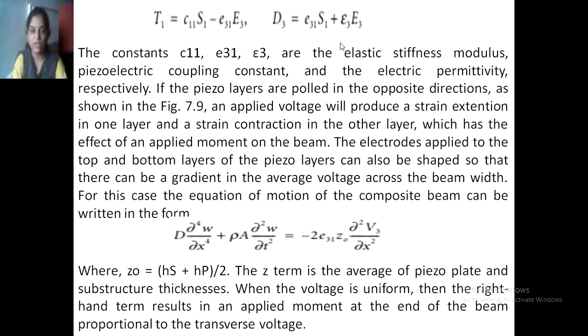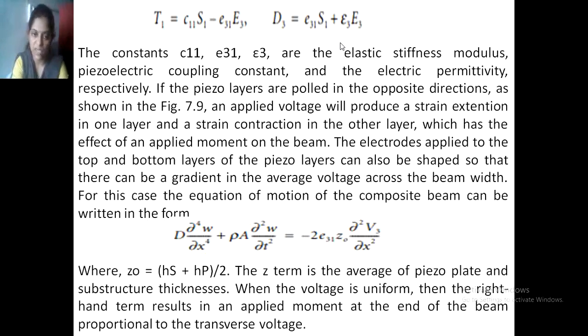If the piezo layers are poled in the opposite direction as shown in the figure, an applied voltage will produce a strain extension in one layer and a strain contraction in the other layer, which has the effect of an applied moment on the beam. The electrodes applied to the top and bottom layers of the piezo layers can also be shaped so that there can be a gradient in the average voltage across the beam.